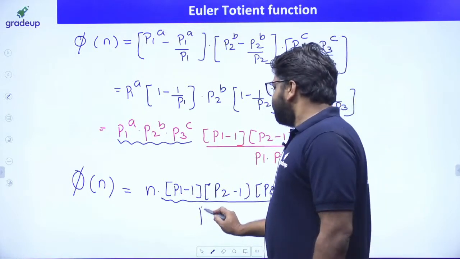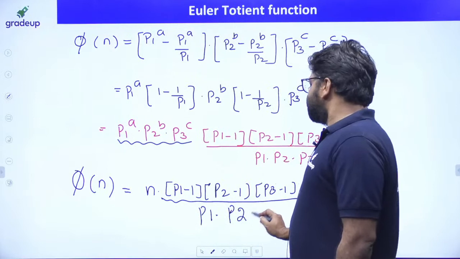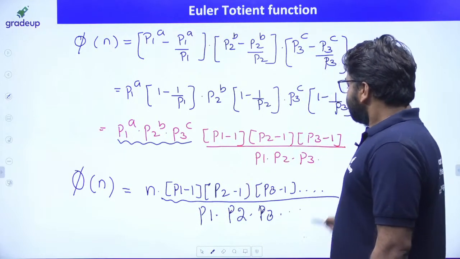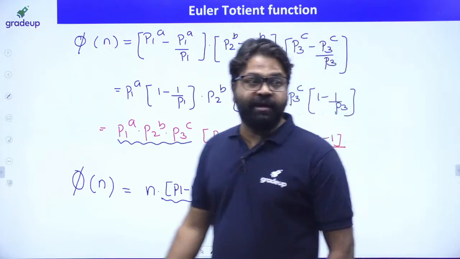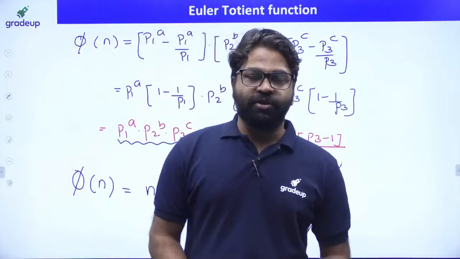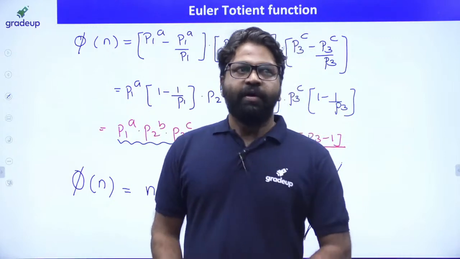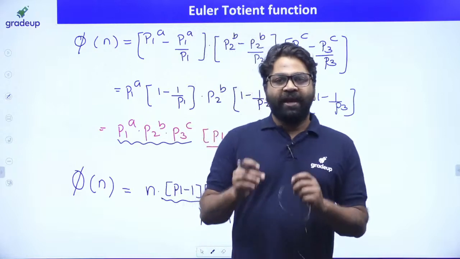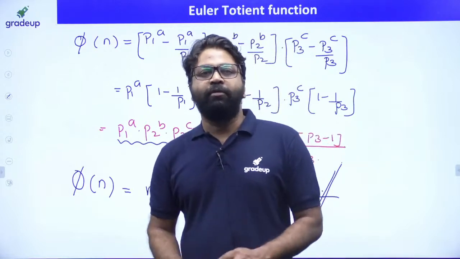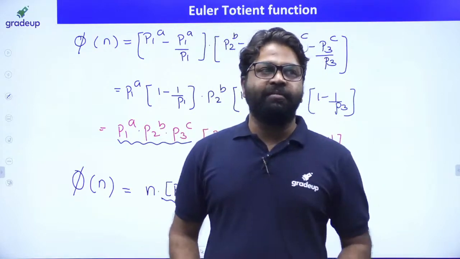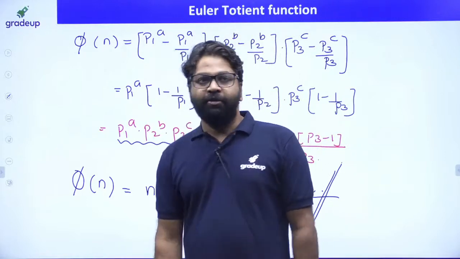But what will happen if we take any number of elements? So this is P1, this is P2, this is P3, and likewise. This is a common formula in order to calculate the totient function of any particular element. Okay, so I have given you enough proof such that you can calculate the totient function of any particular element, and this is the formula that you will get over here.